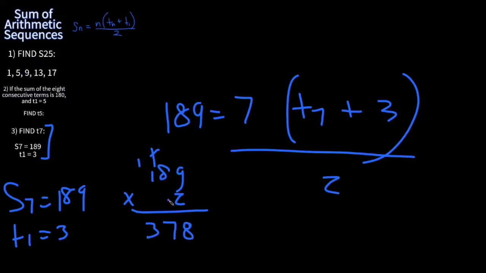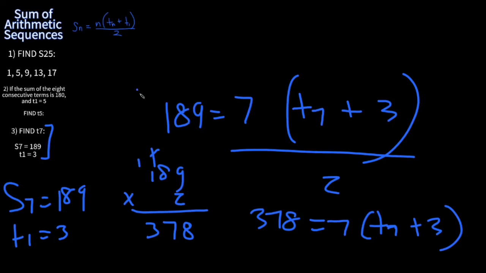There we go. 18, 16, 17, yeah, okay. And then, yeah. Okay, so we're left with 378 is equal to 7 over 2, bracket T7 plus 3.